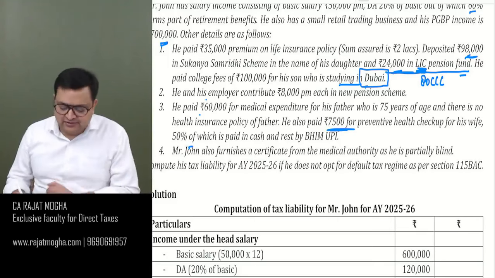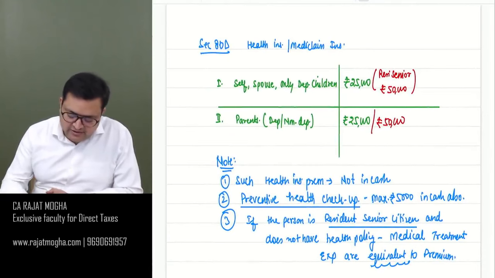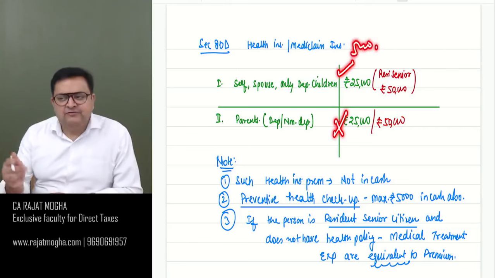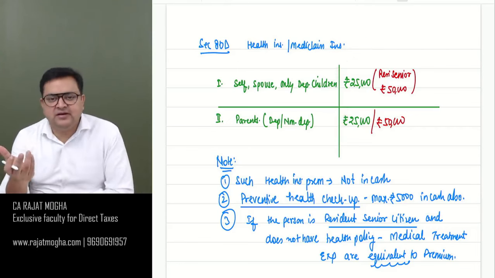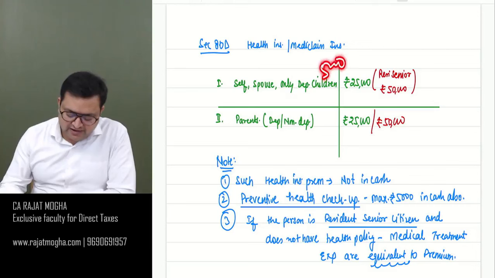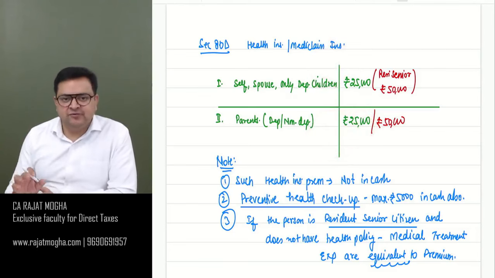Maximum 5,000. And I told you that 5,000 is the overall limit. So we are not paying for parents, we are paying only for self or spouse. So here it is spouse. So 5,000 we will get. 50% paid in cash, 50% in Bhim UPI, doesn't matter over here. Preventive health checkup is allowed. So 5,000 we will get over here and 50,000 we will get over here. Total it will be 55,000. Everybody understood 55,000 in 80D?